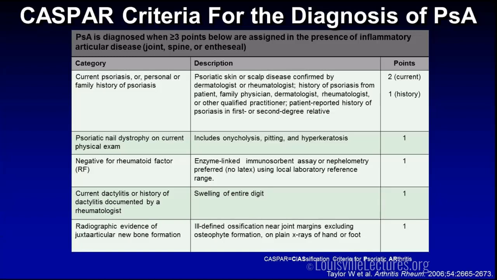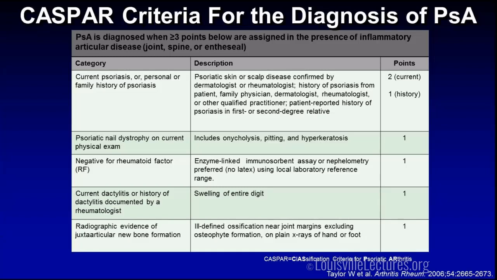First, does the patient have psoriasis? If they visually have psoriasis on their body, at that point they're given 2 points. But even if they have a history or even a family history of psoriasis, they're given 1 point. If they have nail changes indicative of psoriatic disease, they're given 1 point. If they have a negative rheumatoid factor, they're given 1 point. If they have dactylitis or diffuse swelling of an entire digit or even a history of dactylitis, they're given a point.